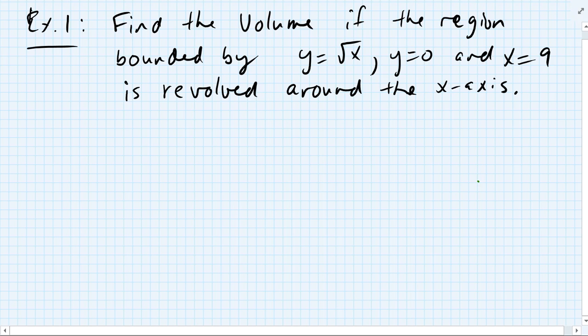All right. We could revolve it around x equal 9, or we could revolve it around y equal 1, or whatever we choose to revolve it around. Okay, so we're revolving around the x-axis. If we're revolving around the x-axis, what's it going to be in terms of? Everything's going to be in terms of x.